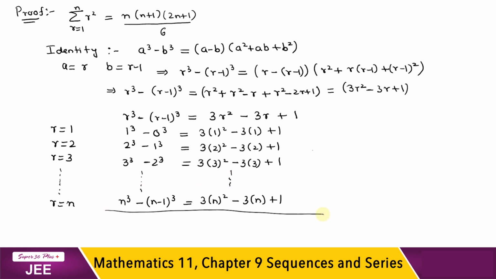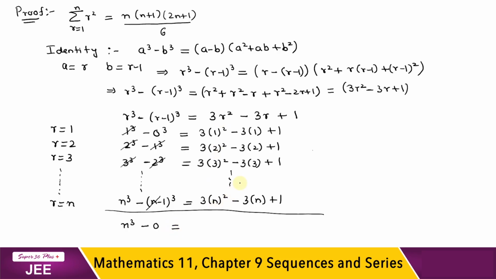Now in order to prove this particular series summation, we have to just add all the terms in LHS as well as in the RHS. So if we add all the terms in the LHS, what is going to happen? When I add them up, 1 cube gets cancelled off with minus 1 cube, 2 cube gets cancelled off with minus 2 cube, and this continues till the cancellation of this minus (n minus 1) whole cube. So in LHS, upon addition, we are left with n cube minus 0 cube, which is n cube.